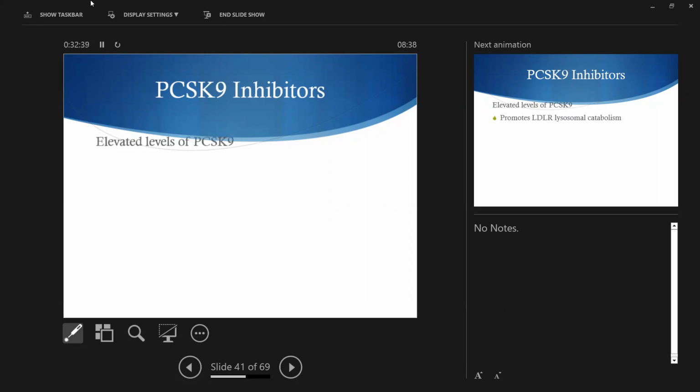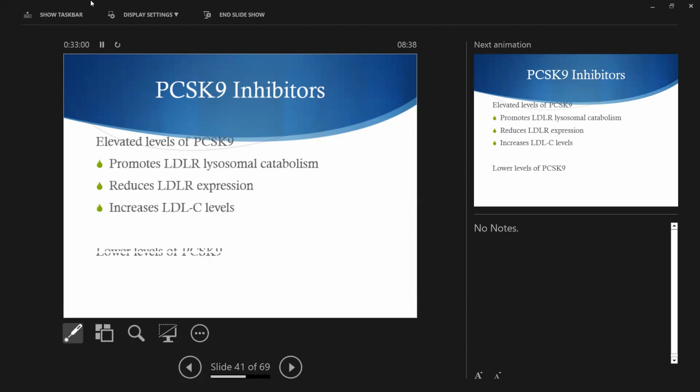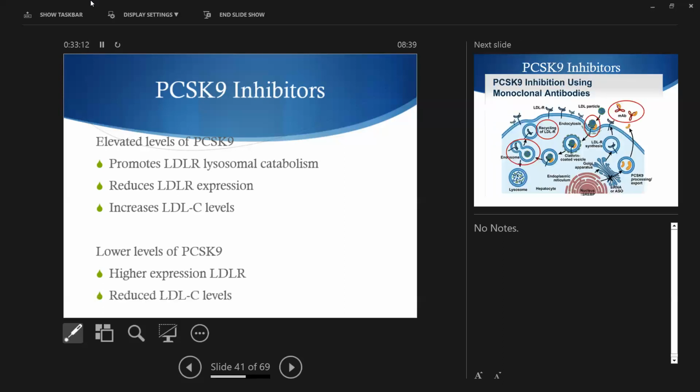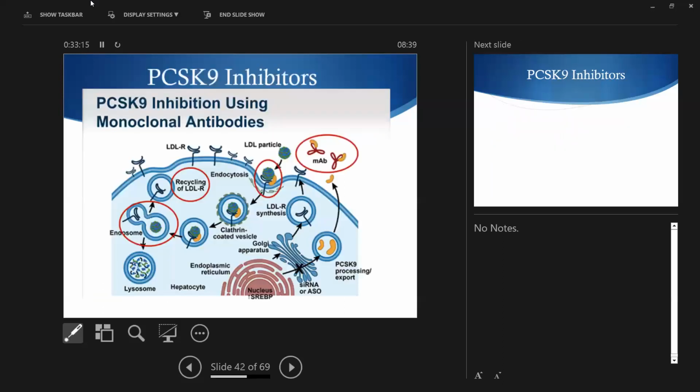PCSK9 inhibitors: PCSK9 is a molecule whose elevated levels promote LDL receptor catabolism. So when you give this molecule, it will reduce the level of LDL receptor, and thereby the cholesterol level will go up. So inhibiting PCSK9 will cause higher expression of LDL receptor, because LDL receptor catabolism is inhibited. So it produces more LDL receptors, thereby removing more LDL from the blood and reducing LDL cholesterol.